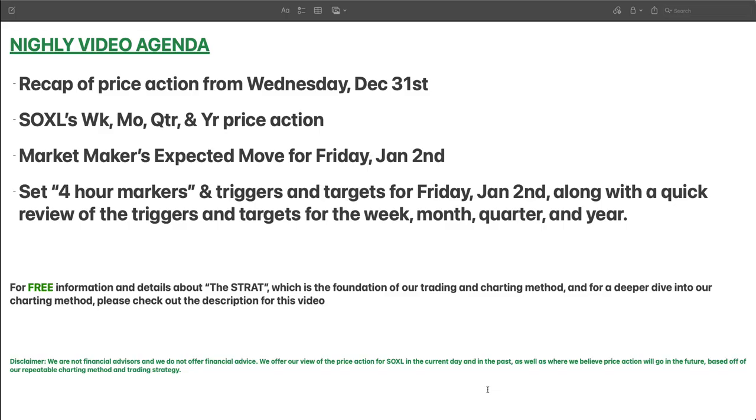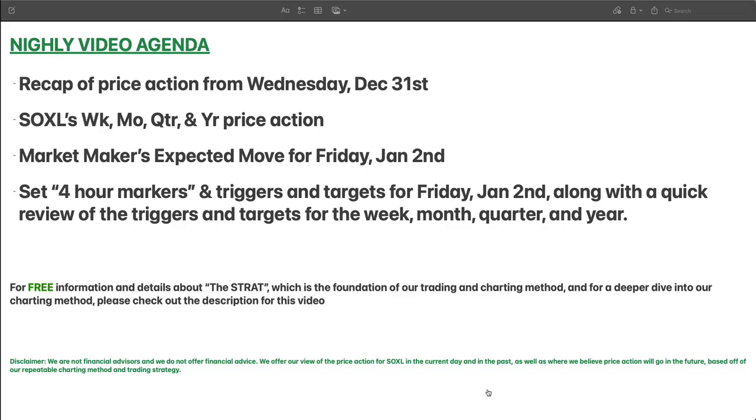Then we'll go over the market maker's expected move for Friday, January 2nd. And finally, we'll zoom back in and set the 4-hour markers and our triggers and targets for Friday, January 2nd. And we will also review the triggers and targets for the week, month, quarter, and year.